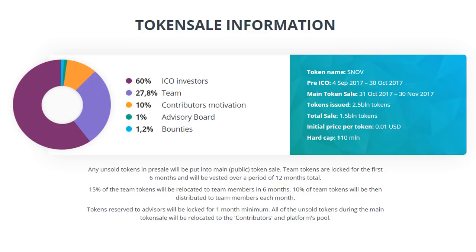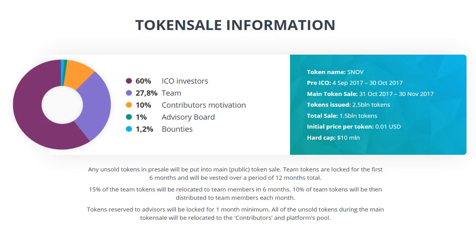So they did have an ICO, as I mentioned. It was running till the end of November, so we're very soon after the ICO finished. I believe they raised slightly over $2 million from a target of $10 million. But as you can see, this is how the tokens were divided up. 60% went to the ICO investors, 27.8% to the team, 10% for contributors' motivation to get the database active, 1% for the advisory board, and 1.2% for the bounty campaign.